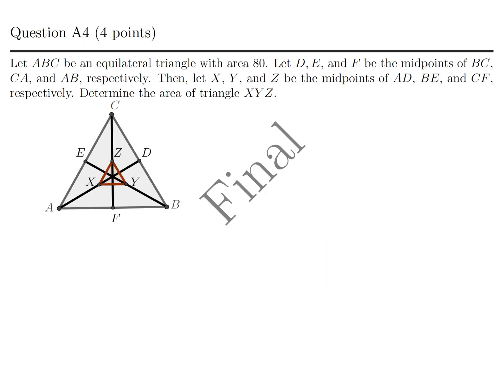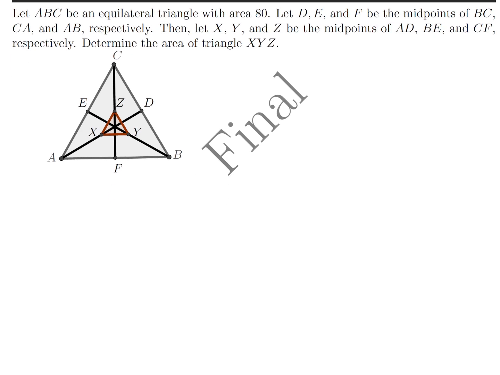Let ABC be an equilateral triangle with area 80. Let D, E, and F be the midpoints of BC, CA, and AB respectively. Let X, Y, and Z be the midpoints of AD, BE, and CF respectively. Determine the area of triangle XYZ. All right, so a lot of ways of doing this.